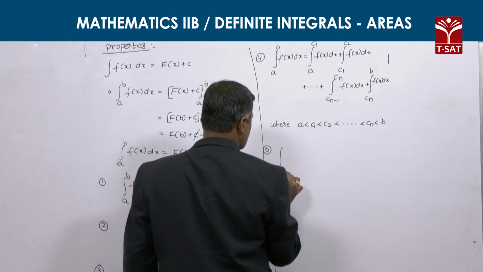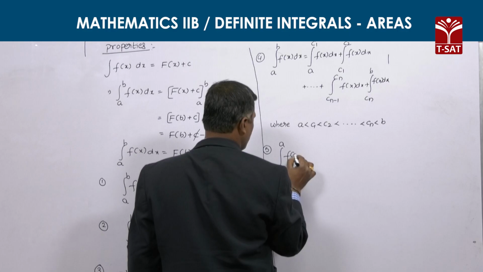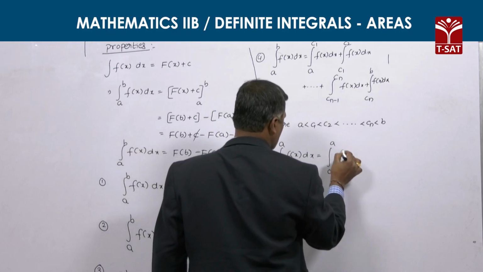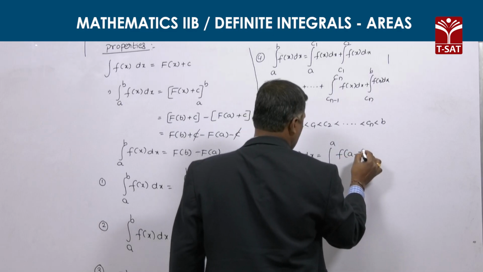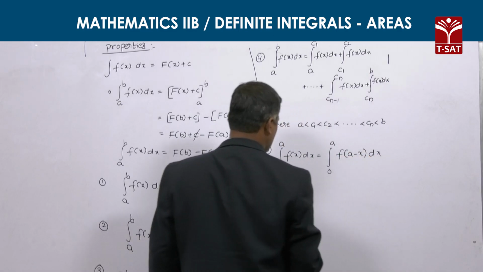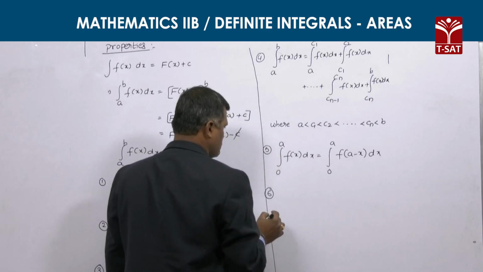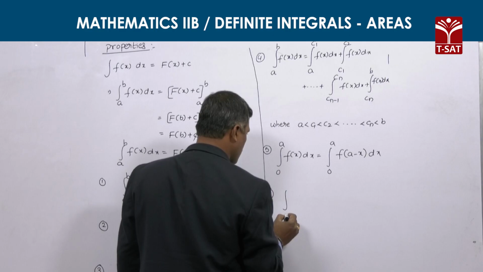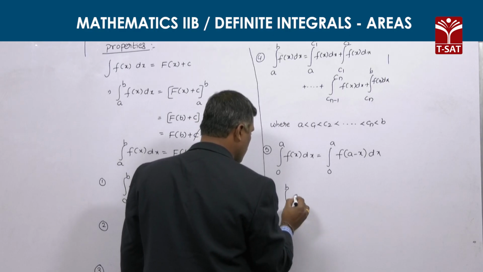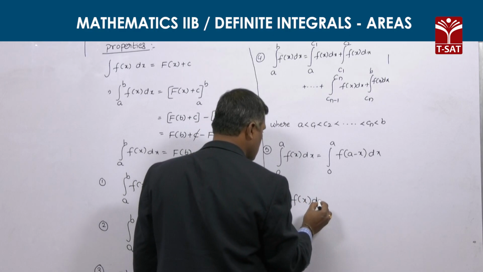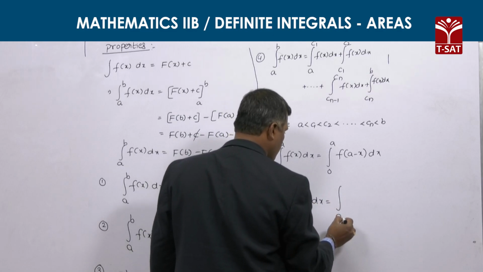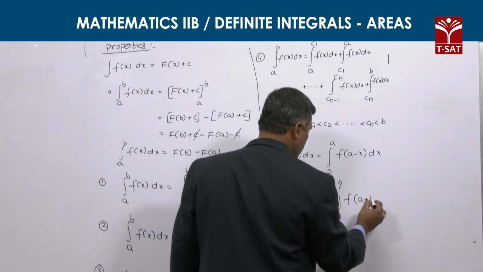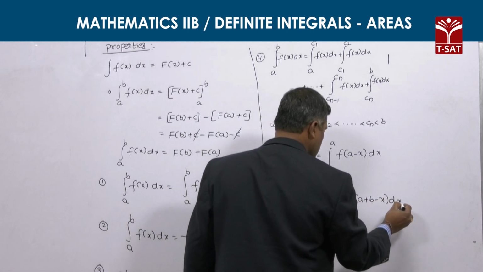Integral of 0 to a f of x dx is equal to integral of 0 to a f of a minus x dx. Integral of a to b f of x dx is equal to integral of a to b f of a plus b minus x dx.